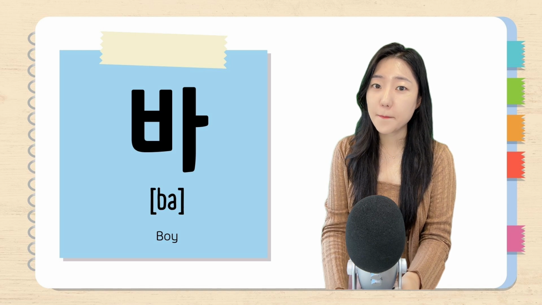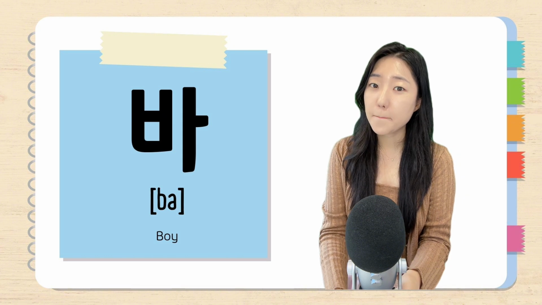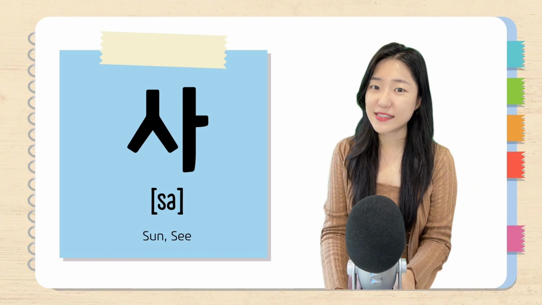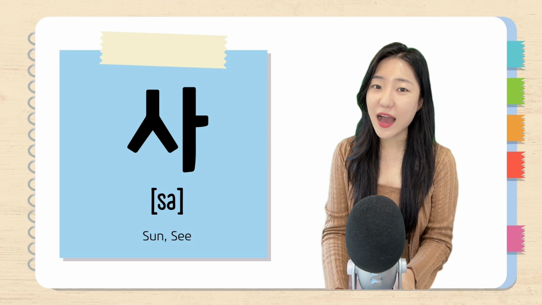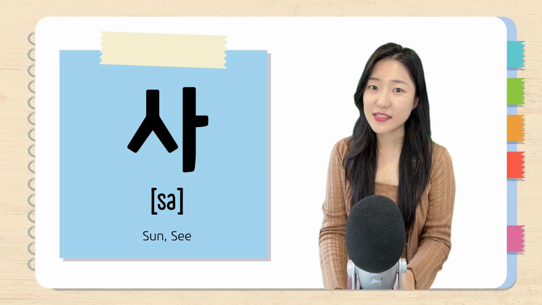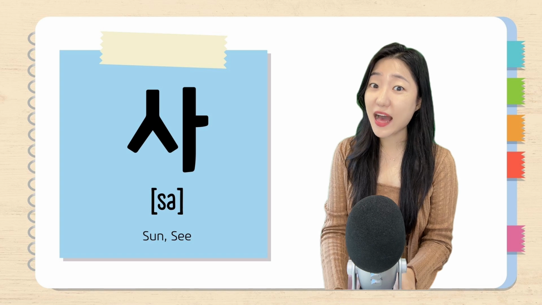And then pa. B sound. Pa. It's like boy. B sound. Pa. And then the S sound. Sa. Like sun or sea, like sa.